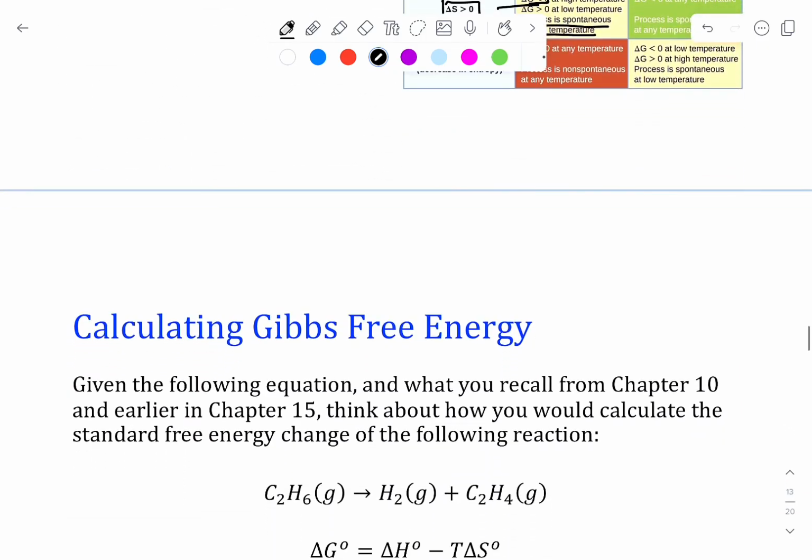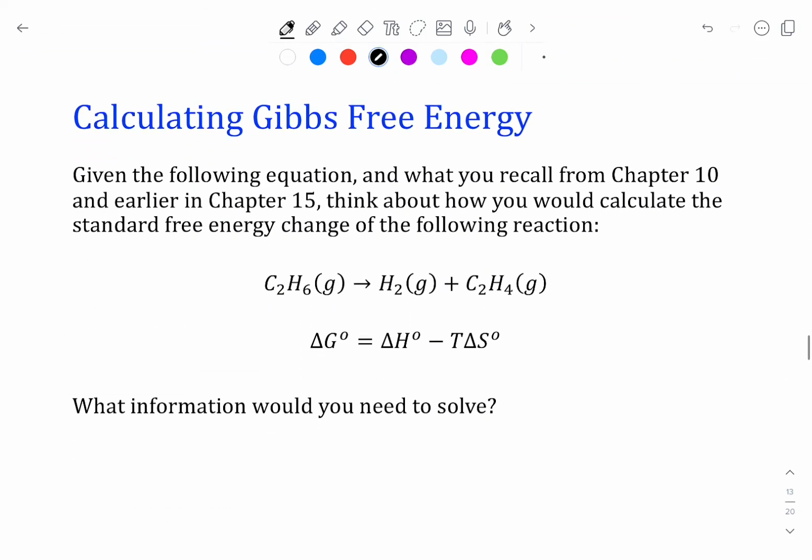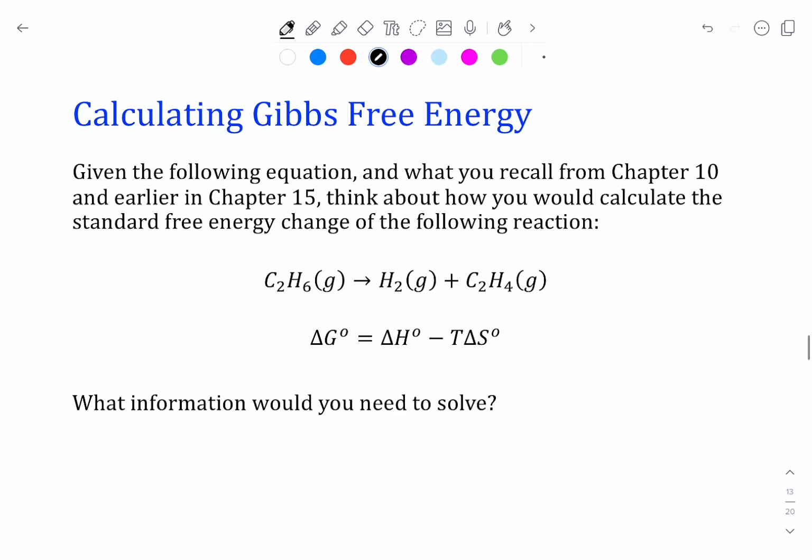So let's move forward with finding values for our Gibbs free energy. Given the following chemical reaction, and what you recall from our previous chapter 10 and earlier in chapter 15, think about how you would calculate the standard free energy change, or the Gibbs free energy, for the following reaction. We have C2H6 reacting to form hydrogen gas and C2H4. What information do you need to solve this problem?